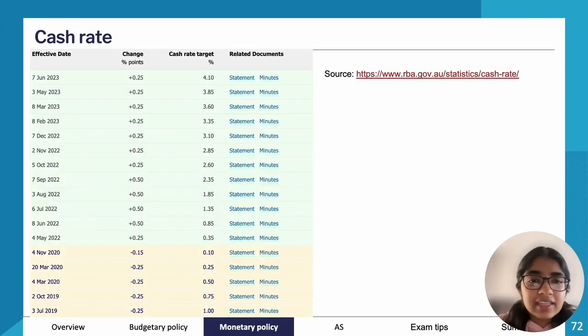Okay, so finally, let's look at the cash rate. This is directly from the RBA website. You can hit the link if you want, and you can have a look at it in more detail if you're interested. But again, you don't have to memorize the exact cash rates.